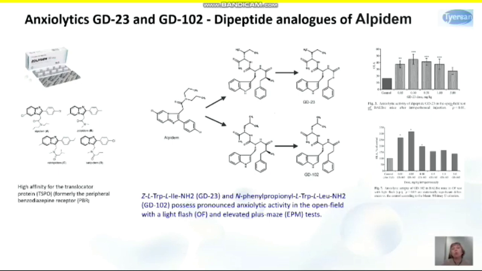One more example, also from the Moscow Institute of Pharmacology. As a starting point, alpiderm was chosen. And again, considering the structure, one can select a benzimidazole fragment, an aromatic fragment, and some fragment containing alkyl chains. This alpiderm was modeled by phenylalanine, tryptophan, leucine, or isoleucine. And after some optimization, two compounds, GD23 and GD102, were developed, which showed quite good activity in animal models.